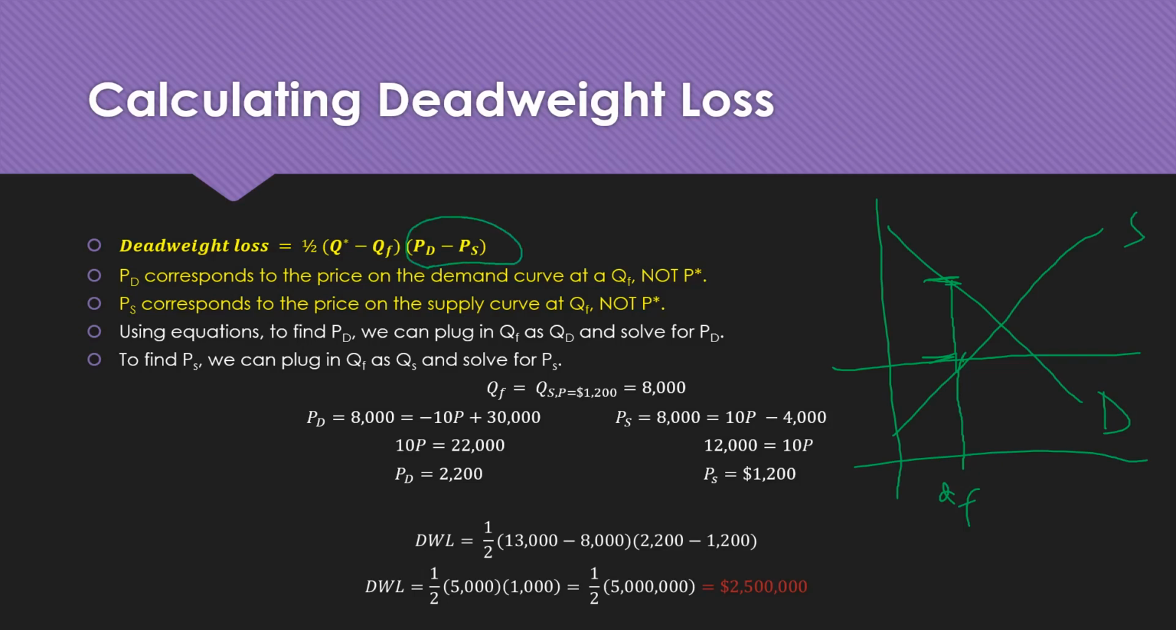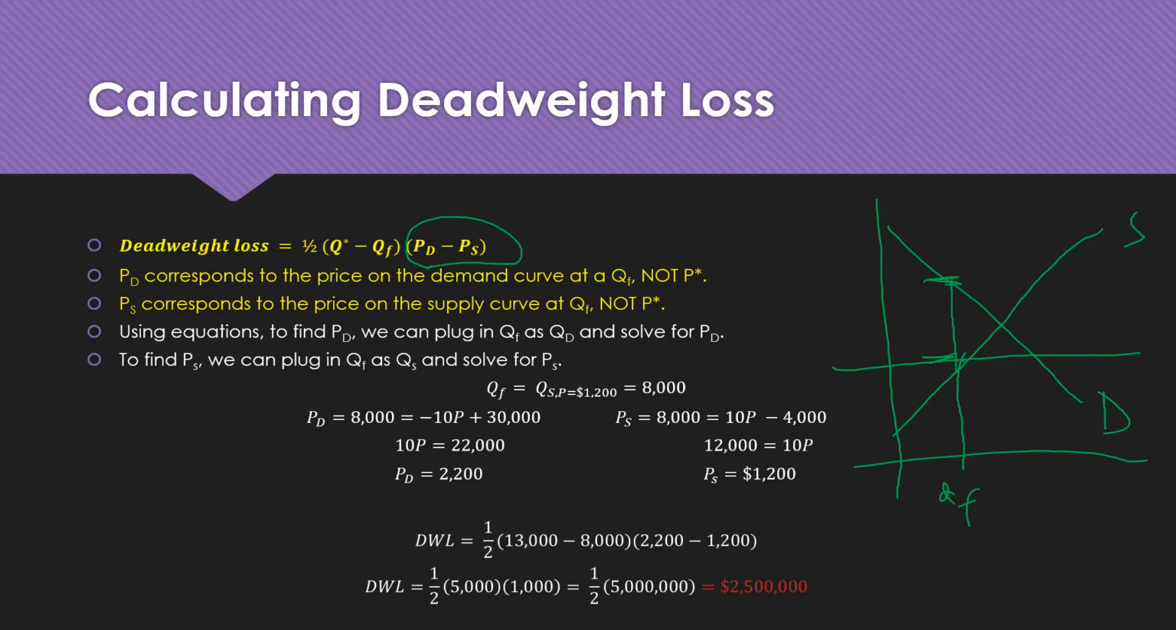So the difference between here and here is what this is. You will always know what one of those is, because in the case of a price ceiling that's preventing us from achieving equilibrium, PS is just the price ceiling price. If we have a price floor that's preventing us from achieving equilibrium, then PD is going to be the price floor price. So all you need to do is find the other one. Sometimes you'll be able to tell from the graph. Other times you'll just have to plug that QF into the equation.